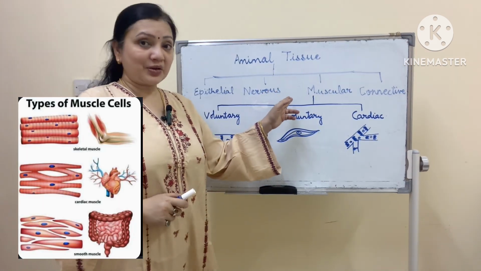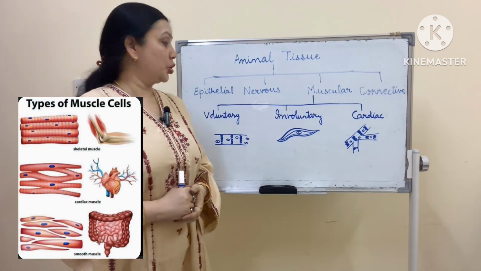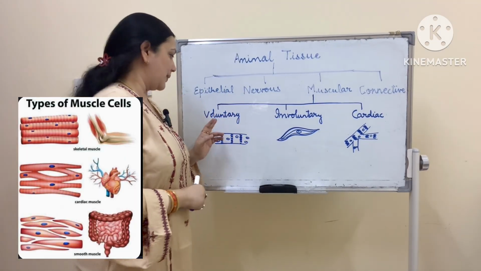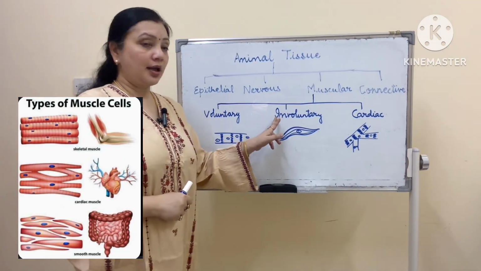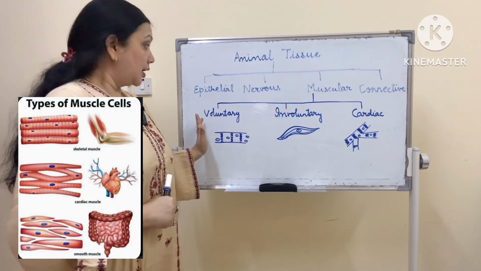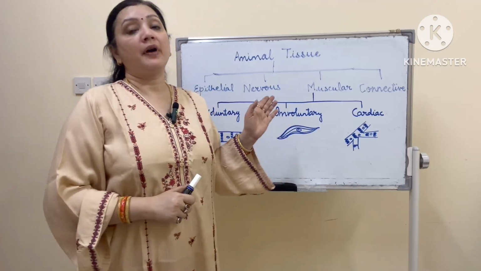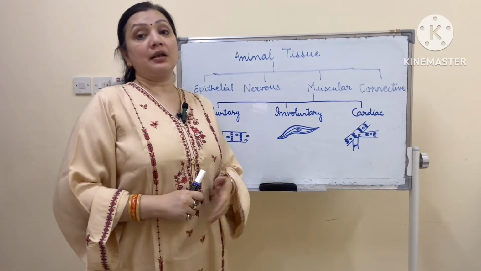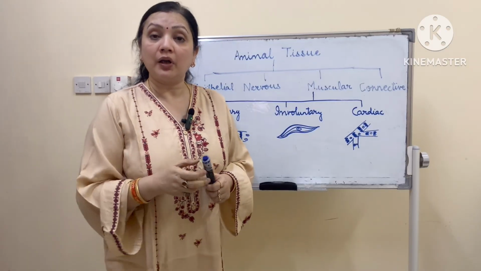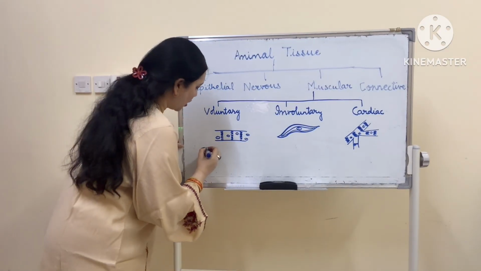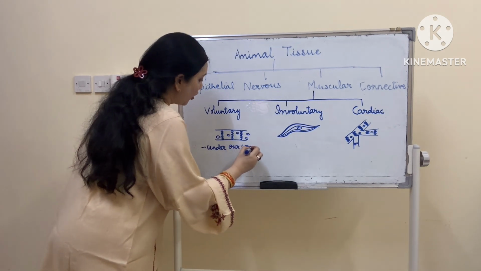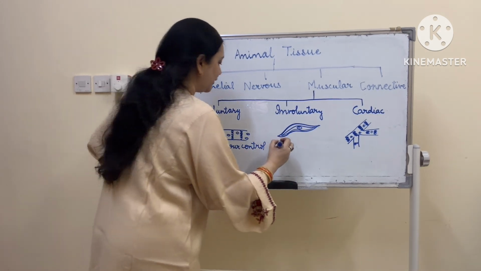Okay kids, so the next tissue is muscular tissue. It is of three types. The muscles are of three types: voluntary muscles, involuntary muscles and cardiac muscles. The difference lies in their function as well as in their structure. Voluntary muscles are under our control. We can control them. Involuntary muscles are not in our control.